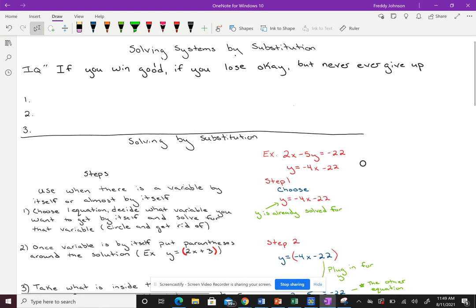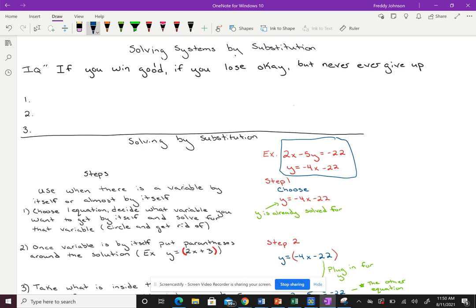With substitution, what we're trying to do is get rid of one of the variables. What sucks about these problems is I have two problems in one, and each one has an x and a y. I can't really do anything with two variables, but if I had just one variable, I'm able to solve for it. Right here, I have 2x minus 5y equals negative 22. There's no way I can solve for x because I have that stinking y. So with substitution, we're going to try to get rid of one of the variables.